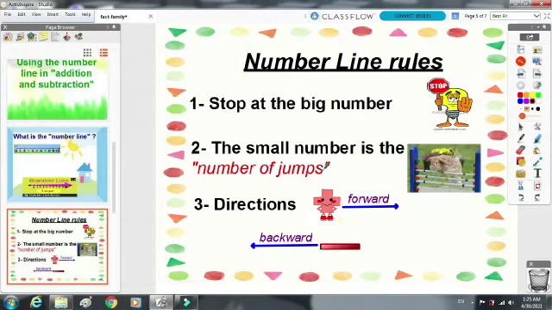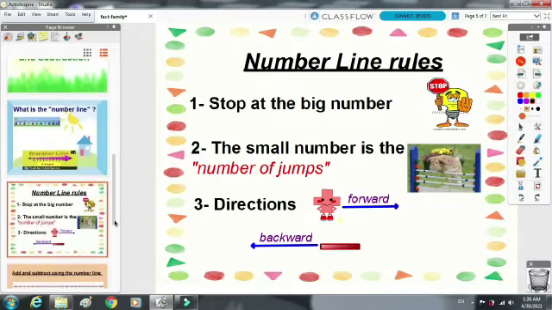So how can I jump forward or backward? You will look at the sign. If we have plus, we will move forward. If we have minus, we will move backward. That's simply because on the number line, when we move forward, we get bigger numbers, and when we move backward, we get smaller numbers. And this is the meaning of addition and subtraction.